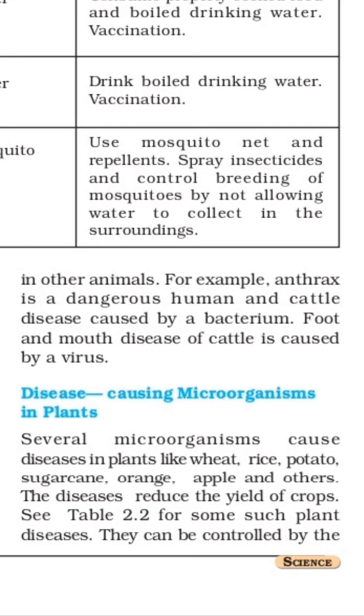Here in the first point we learn about the disease causing microorganisms in humans. Next, second point, disease causing microorganisms in animals. Now the third point is disease causing microorganisms in plants. How the microorganisms are harmful for the plants, we will see. Several microorganisms cause diseases in plants like wheat, rice, potato, sugarcane, orange, apple and others. The diseases reduce the yield of crops, and see table 2.2 for some such plant diseases.